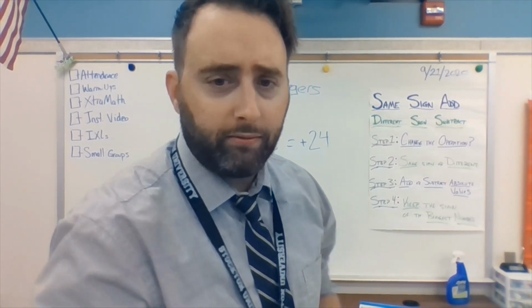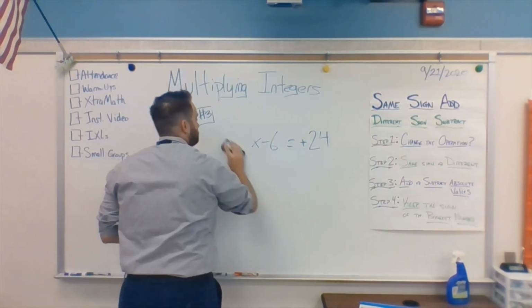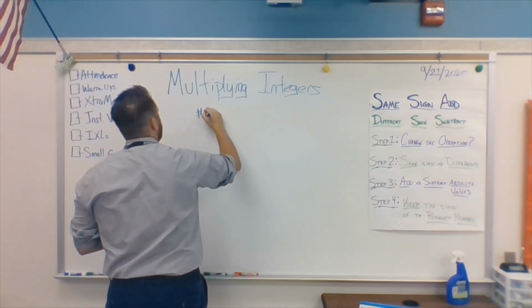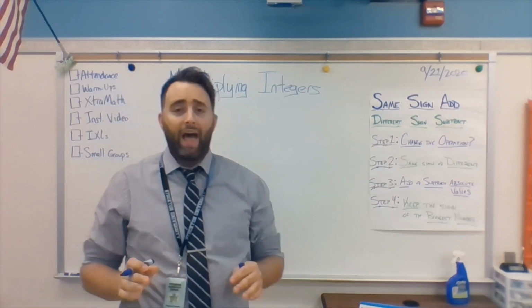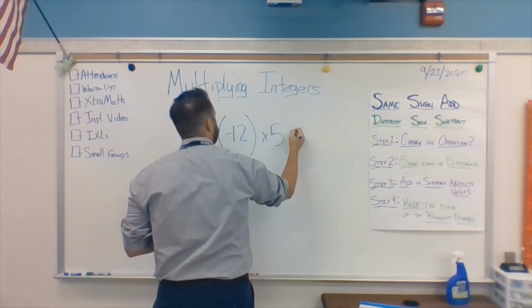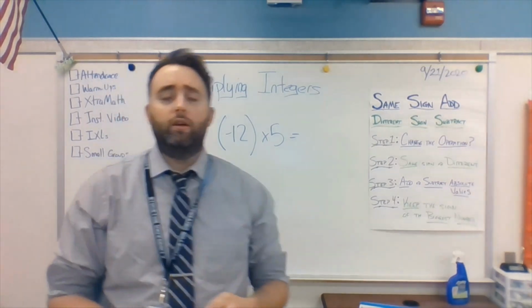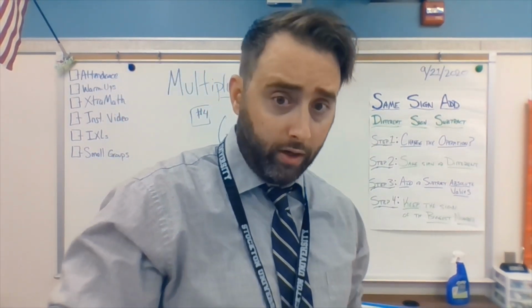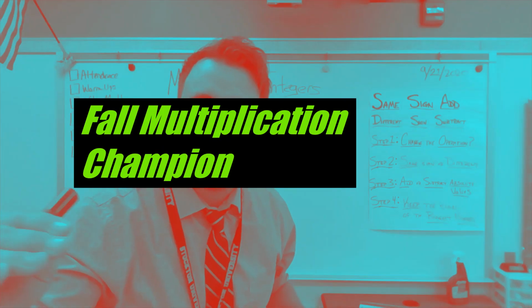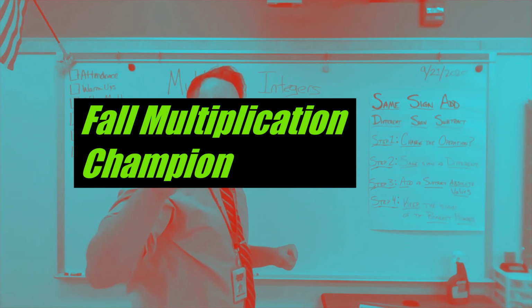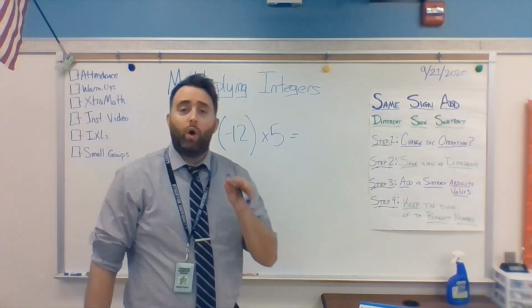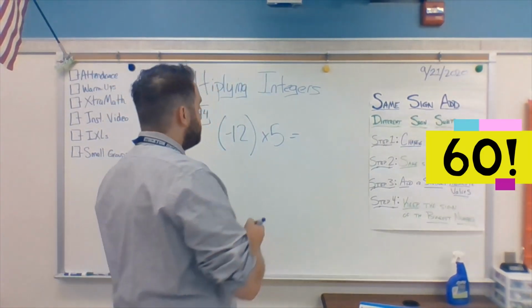Let's pull up problem number 4 off of that worksheet. Now, you have negative 12 times 5. This one might be a little more difficult. I know my 12 times tables. I advise you to know your 12 times tables because they will be on the multiplication tournament that we will have the first week back to school, ladies and gentlemen. We will determine the fall multiplication champion the first week back. So, negative 12 times 5. 12 times 5 is 60. Very good.